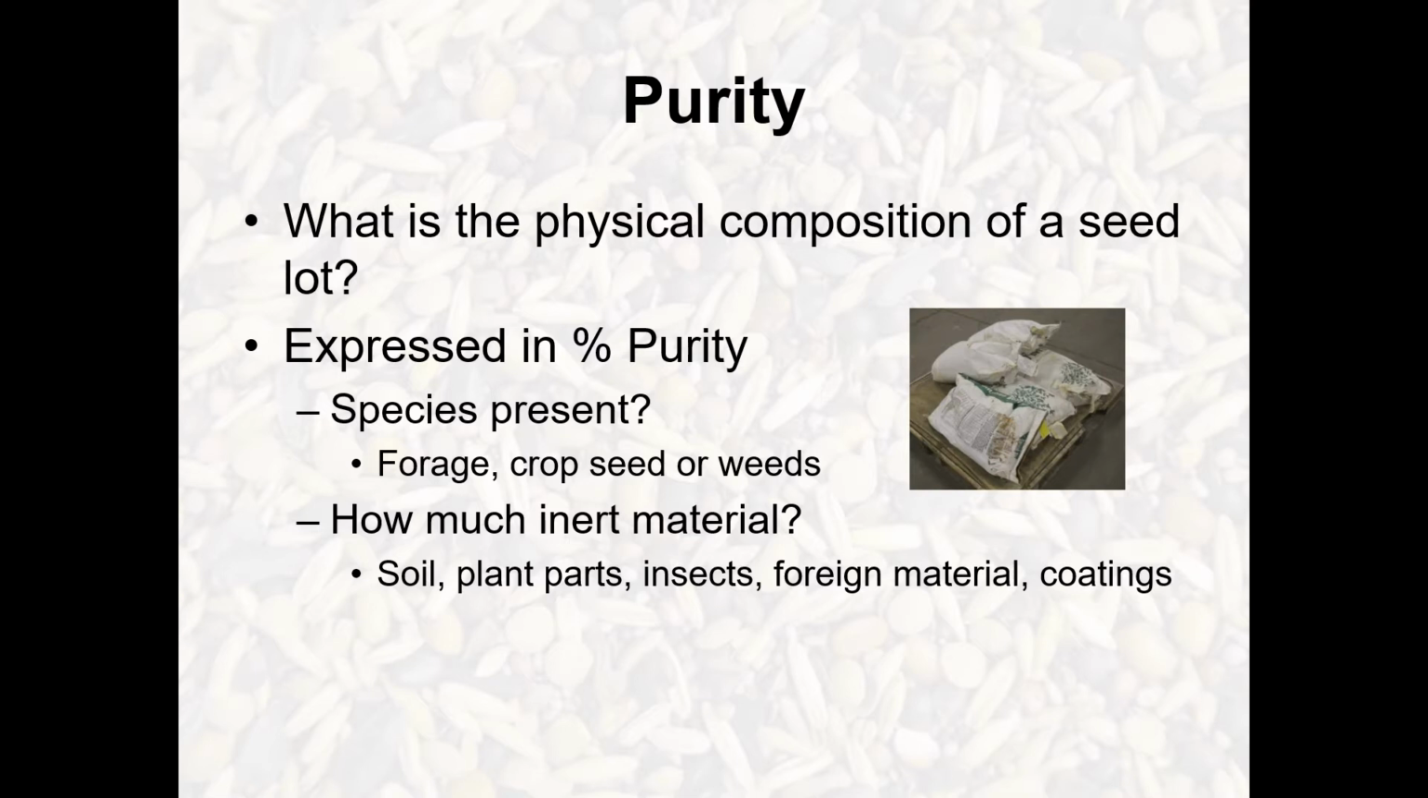number that was tested. We look at purity because purity not only tells us what percent of this lot is the actual species that we're wanting to plant, but also tells us how much other crop seed is in it, or if it has weed seeds. It also tells us if there's any inert material. That could be just dirt, plant parts, or it could be seed coating.